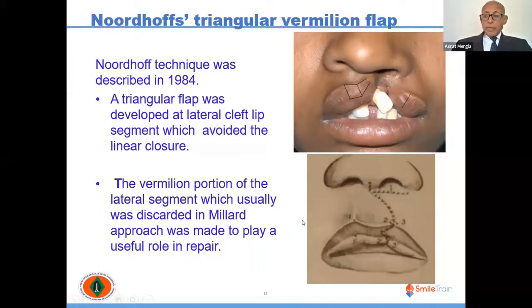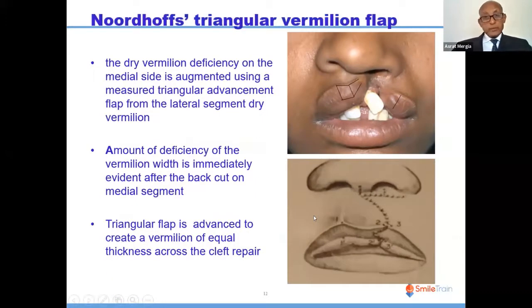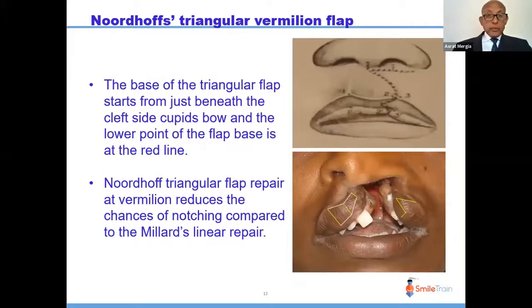But after I had been practicing it, I began to see certain difficulties in the Noordhoff triangular flap, and I will discuss those briefly. Yes, it is addressing the deficiency, but geometrically, I was not comfortable with it.